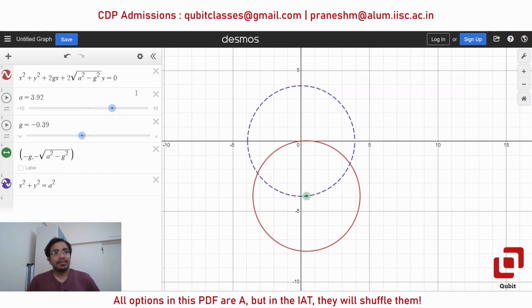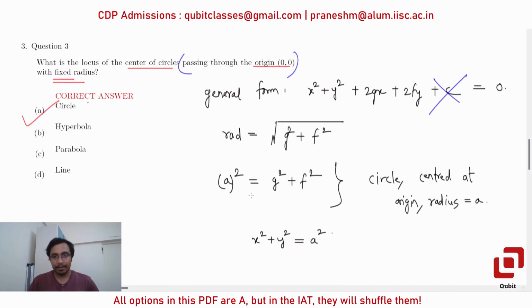Okay, this is the circle with variable x squared plus y squared plus 2gx plus 2fy plus c equal to 0, but I've deliberately not considered f separately. Instead I've written it as root of a squared minus g squared, right? Because that's what we have got here. If a squared is equal to g squared plus f squared, then obviously f would be root of a squared minus g squared. Okay.